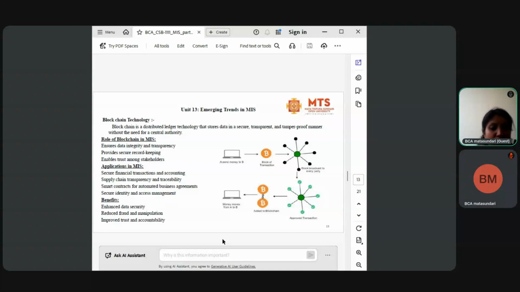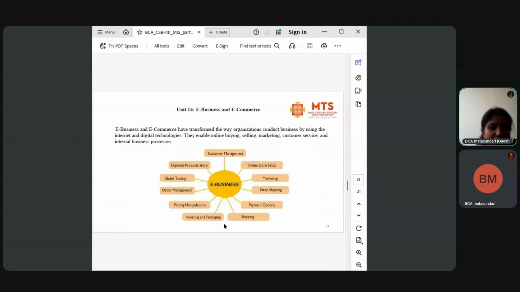Okay, so the next slide number 14, that is e-business and e-commerce. E-business and e-commerce have transformed the way organizations conduct business by using the internet and digital technologies, and they enable online buying, selling, marketing, customer service and internal business processes.